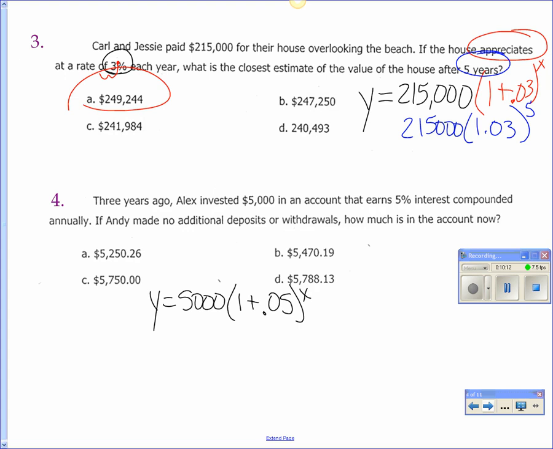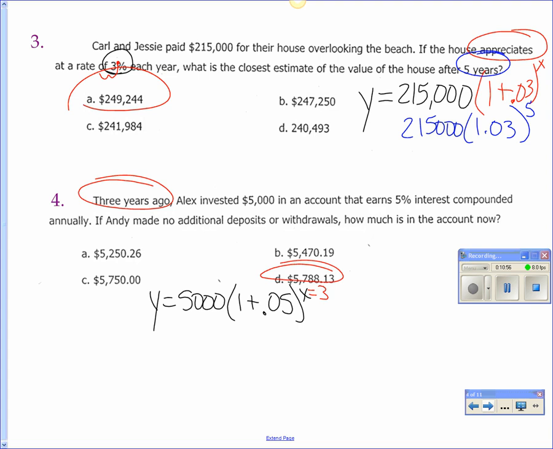Stephen A., what's going to go in for x on this one? How much time has passed? Read it from the beginning for us. What does it say? 3 years ago. So this one is a little tricky. Got to go back to the beginning to see how much time has passed. So 3 years. So we're putting in 3 for the x spot. Faith, what do you get when you type that in your calculator? Good. So you get D on that one.